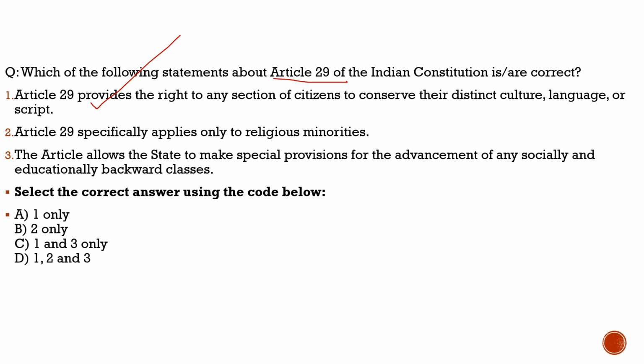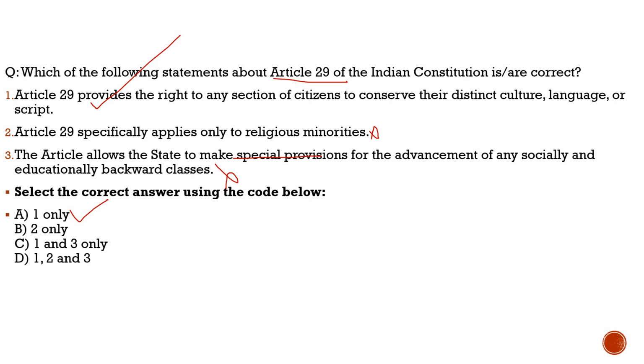Statement 2, Article 29 specifically applies only to religious minorities. No, it does not apply only to religious minorities, as we can see from statement 1. It applies to the cultural minorities, linguistic minorities, or it includes the religious minorities, but it is not specific to the religious minorities. Statement 3, the article allows the states to make special provisions for the advancement of any socially and economically backward classes. No, this special provision is given in Article 15, not Article 29. So with respect to this question, the correct statement is option 1 only. So with this, we had completed the static topic question also.